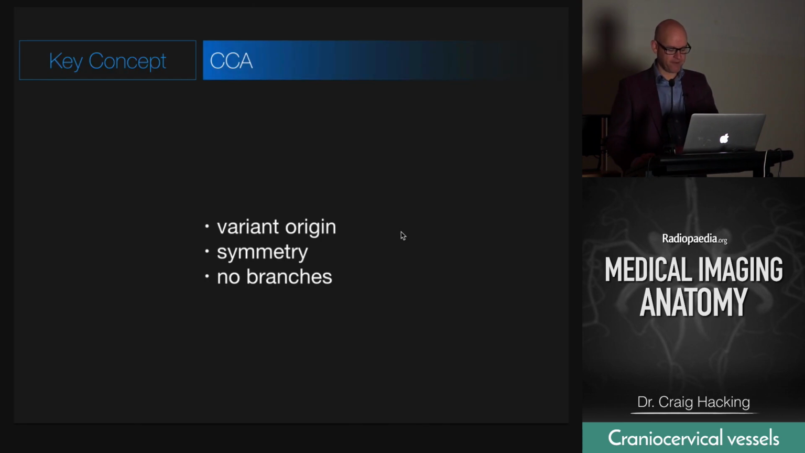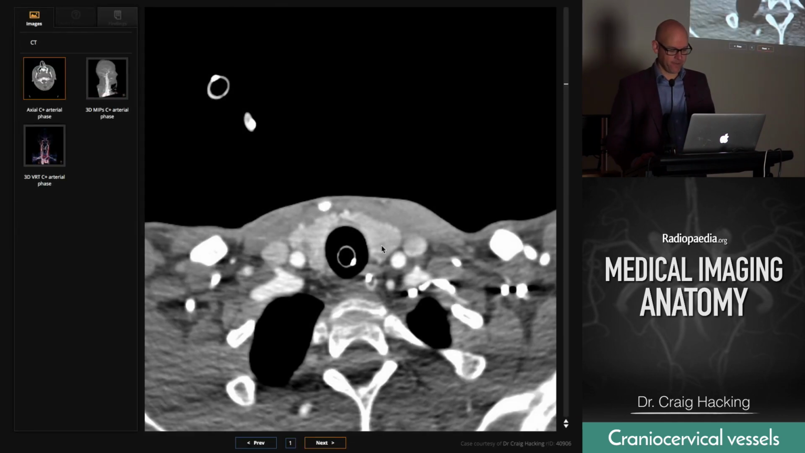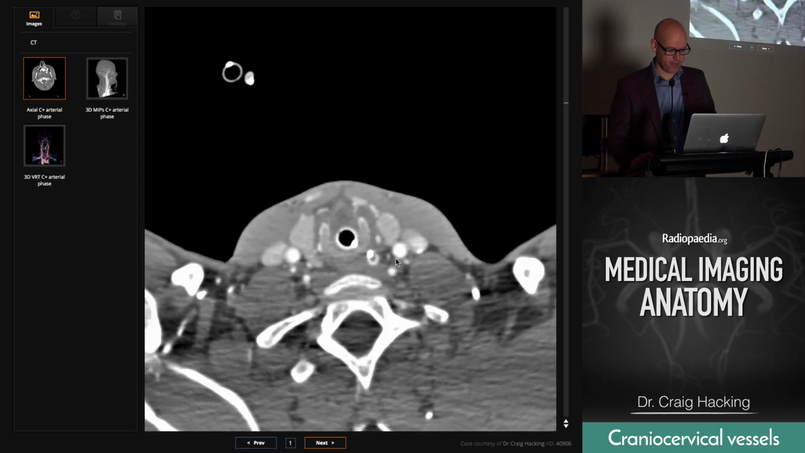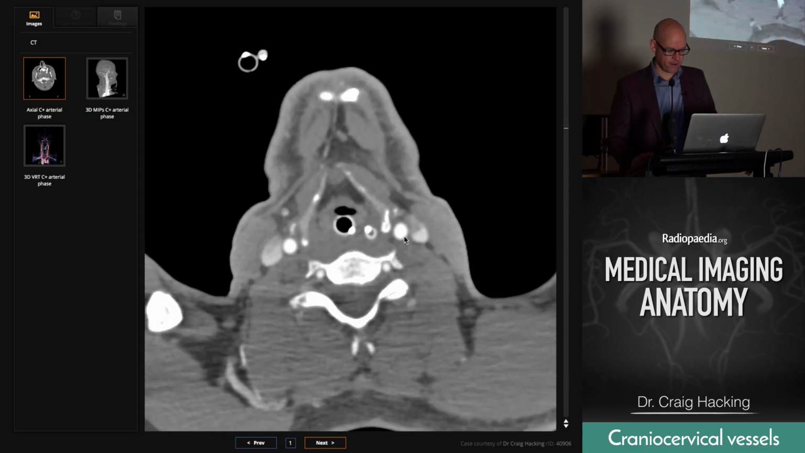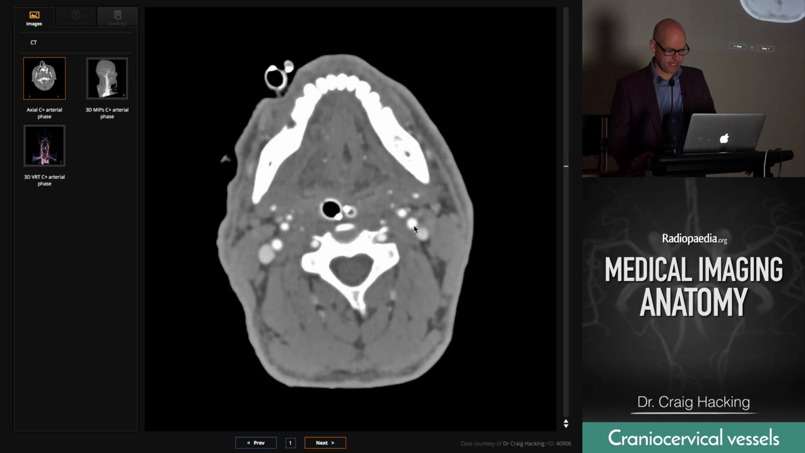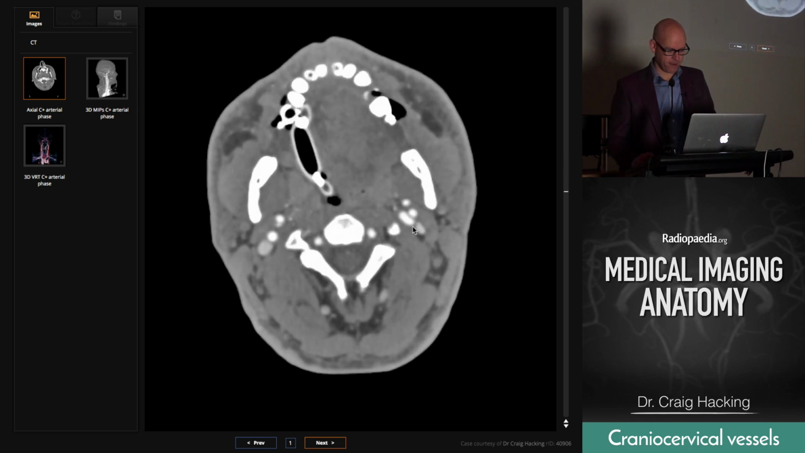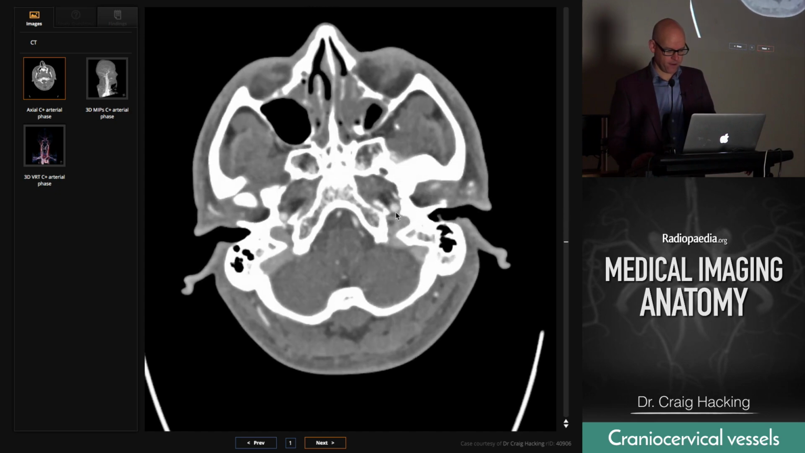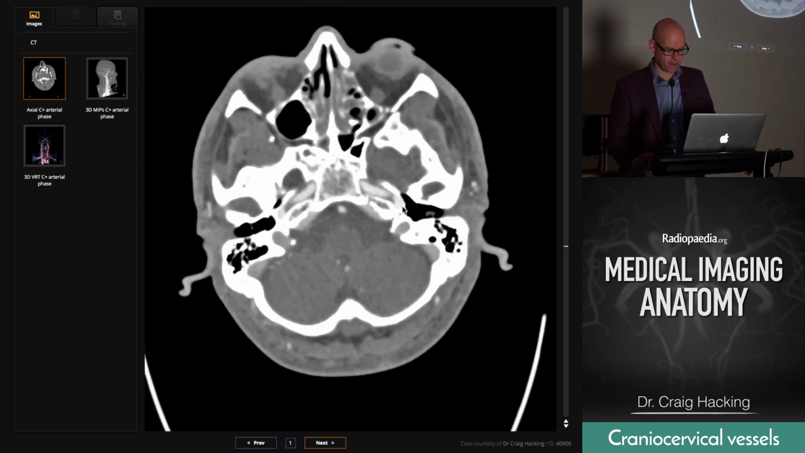It occasionally can have some variant origin. It's very symmetric once it gets out of the chest, and doesn't have any branches. Okay, let's talk about the ICA. We keep going up. Carotid, carotid, carotid. Okay, our ICA is here. It doesn't have branches in the neck. It can be quite tortuous, as it is here. And it gets up into the carotid canal to become the intracranial ICA.